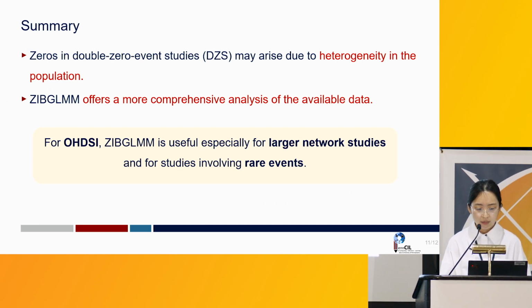So in summary, zeros in the double zero event studies may arise due to population heterogeneity. And second, ZIBGLMM offers a more comprehensive analysis of the available data. For OHDSI, ZIBGLMM is especially useful for larger network studies and for studies involving rare events.